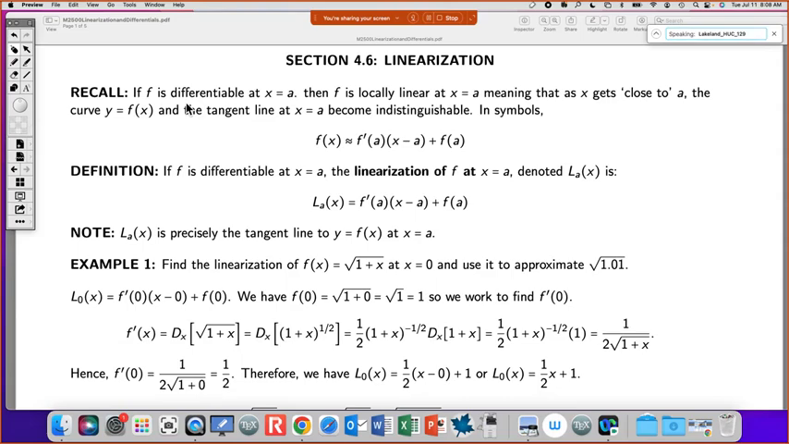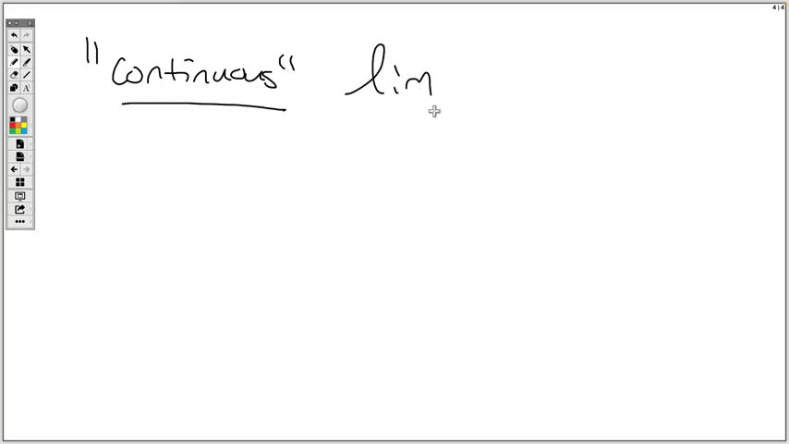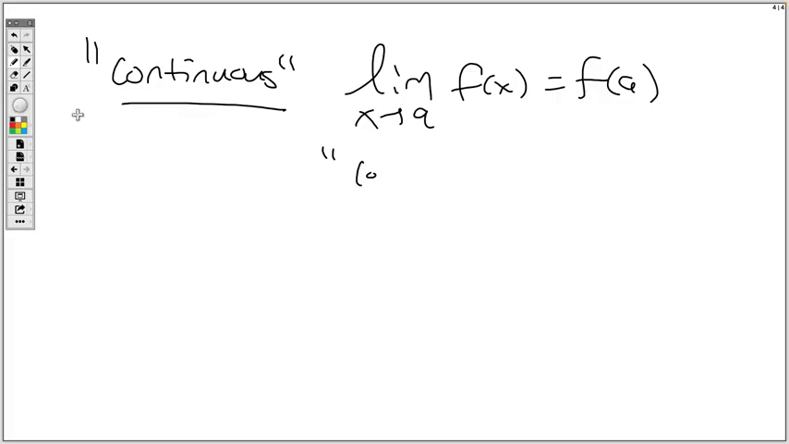All right, linearization. So when you think about the big concepts we've got, we have continuity, or continuous. This is what continuous means when you write it out. This is what continuous means when you think about it: close inputs result in close outputs.